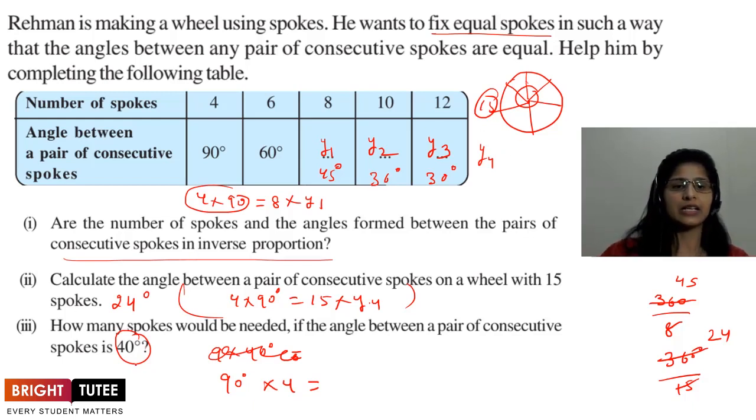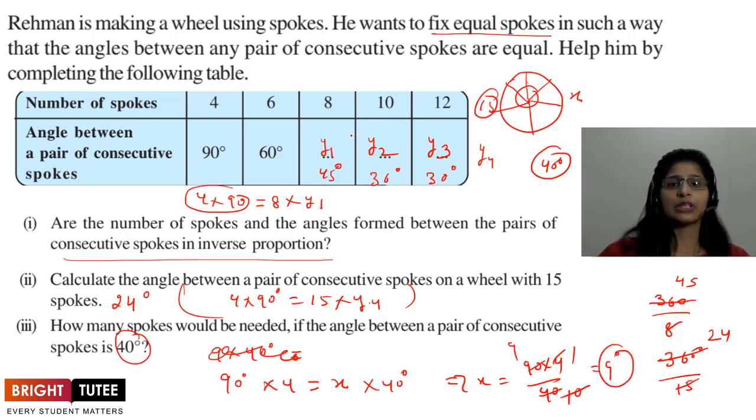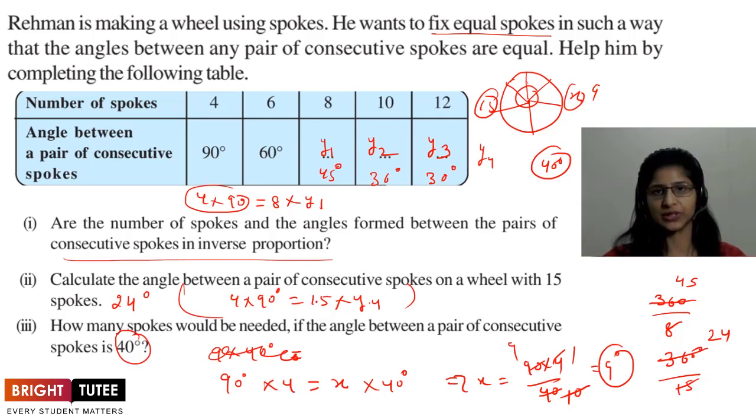we have to calculate that. So we'll consider that as x, and the angle is given, that is 40 degrees. So what will x be equal to? 90 into 4 divided by 40. 4 ones are 4, 9s are 36. So the number of spokes required is 9 for the angle to be 40 degrees. How many? 9. Is that clear? So this is how you are going to solve this question.